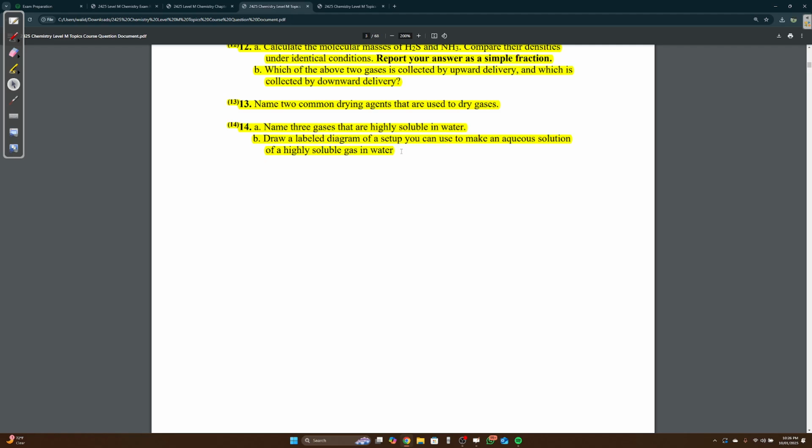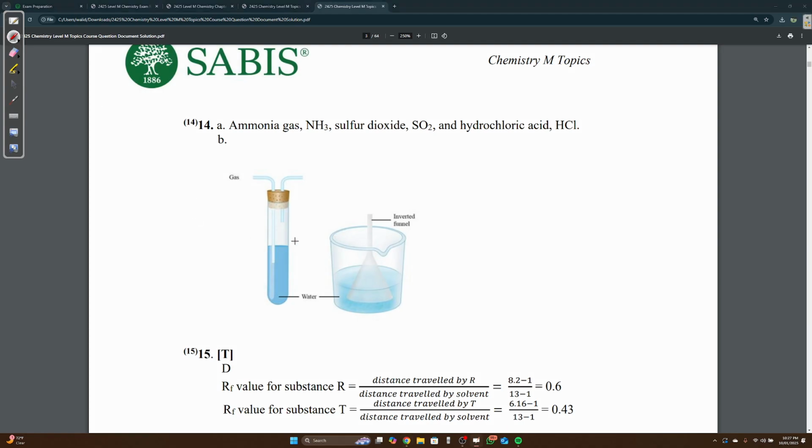Draw a labeled diagram of a setup. See, this is why I told you should know drawing. Draw a labeled diagram of a setup you can use to make an aqueous solution of a highly soluble gas in water. So they actually gave you two here in the diagram: the inverted funnel and the syringe, or the test tube, or whatever you want to call this. It's very easy.